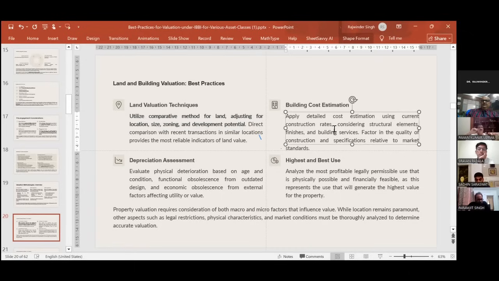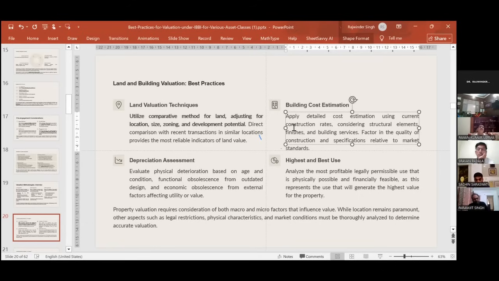So once the value of the land is determined, your aim is to calculate the building cost. In the calculation of building cost, we apply detailed cost estimation using current construction rates, considering structural elements, finishes, and building services. It factors in quality of construction and specification relevant to market standards. By using this building cost estimation, we calculate the replacement cost of the new build.